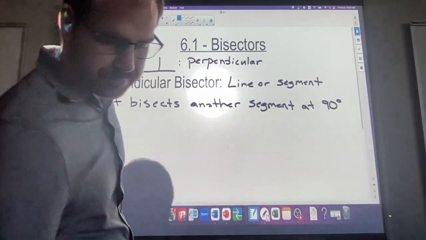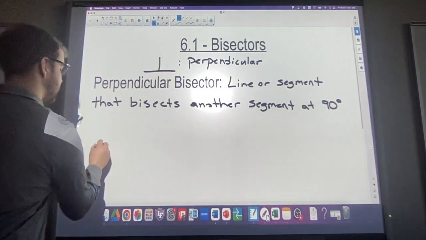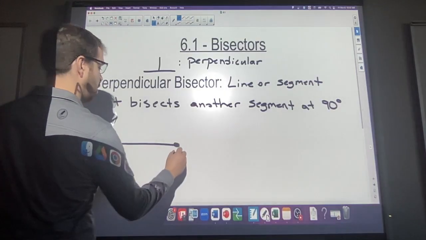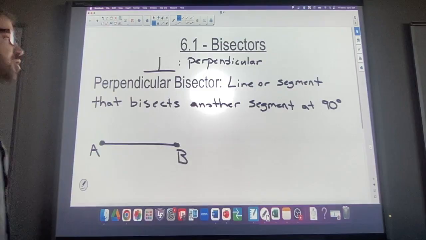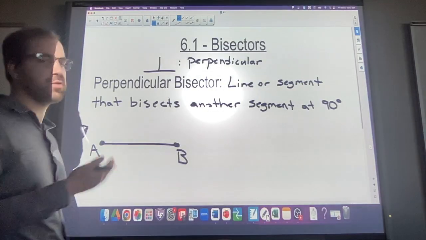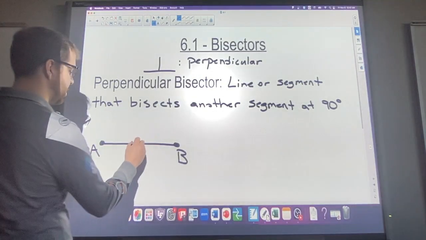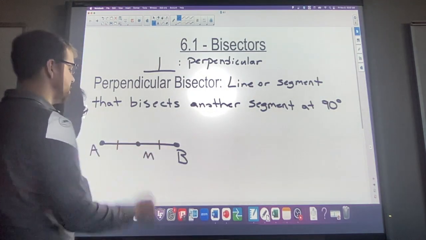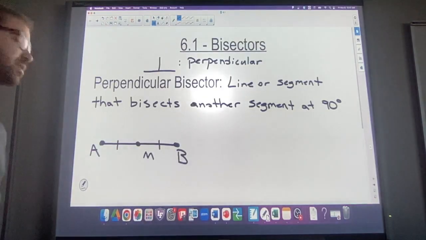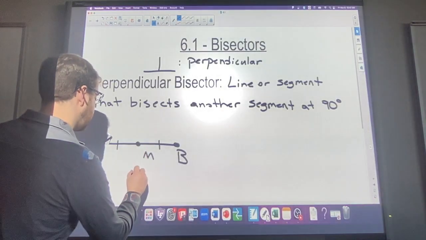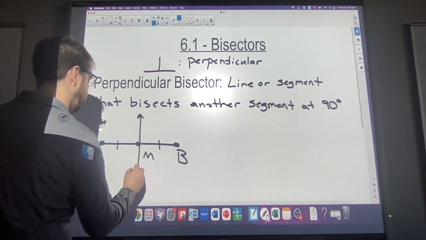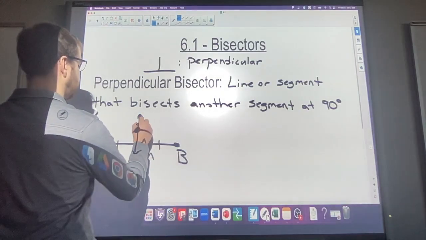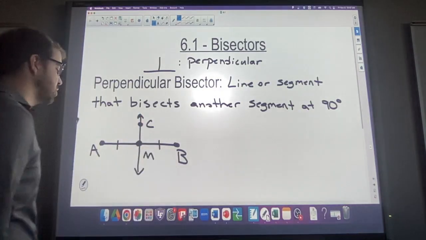Okay, so let's draw picture one. Let's draw a segment AB. So we got A, we got B, and we're going to draw a perpendicular bisector, meaning it's going to go through the middle. Okay, so we need a point M in the middle here. It does have to be exactly the middle, otherwise it wouldn't be bisecting it. And let's draw a line like this, going through M. And we'll put a point C on it, just so we can name it.